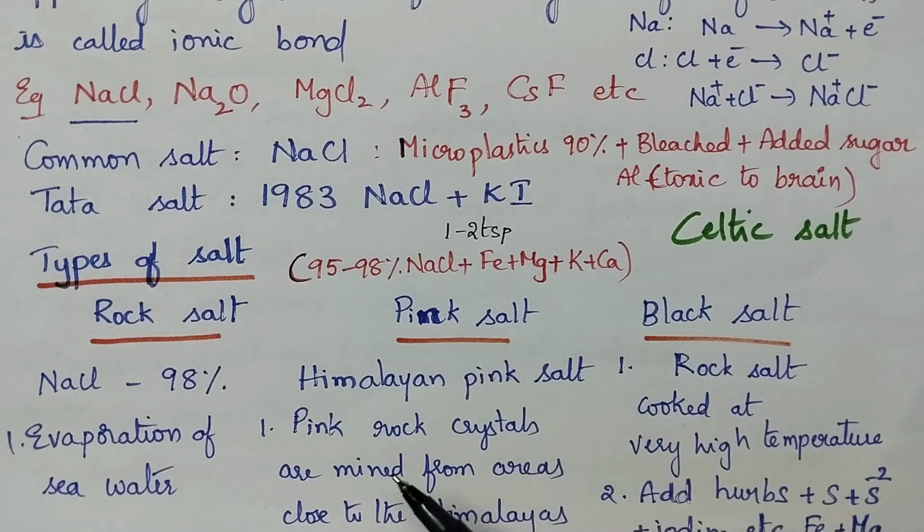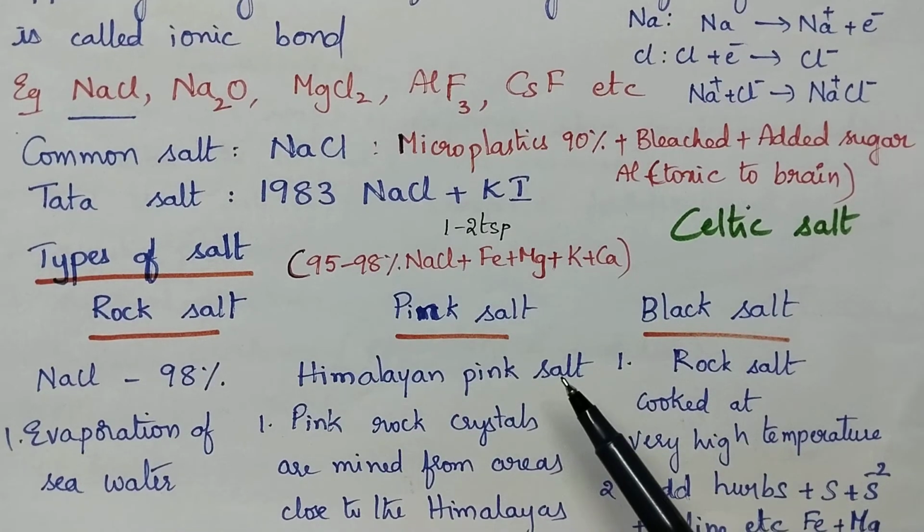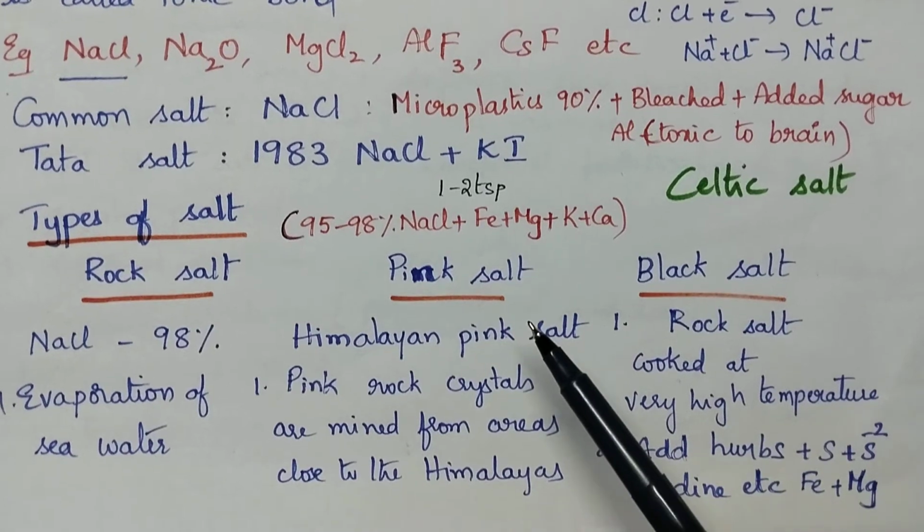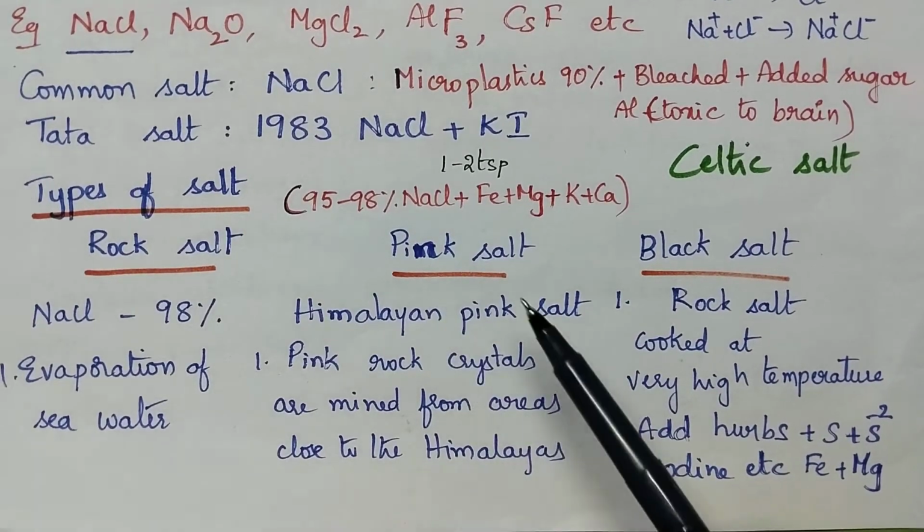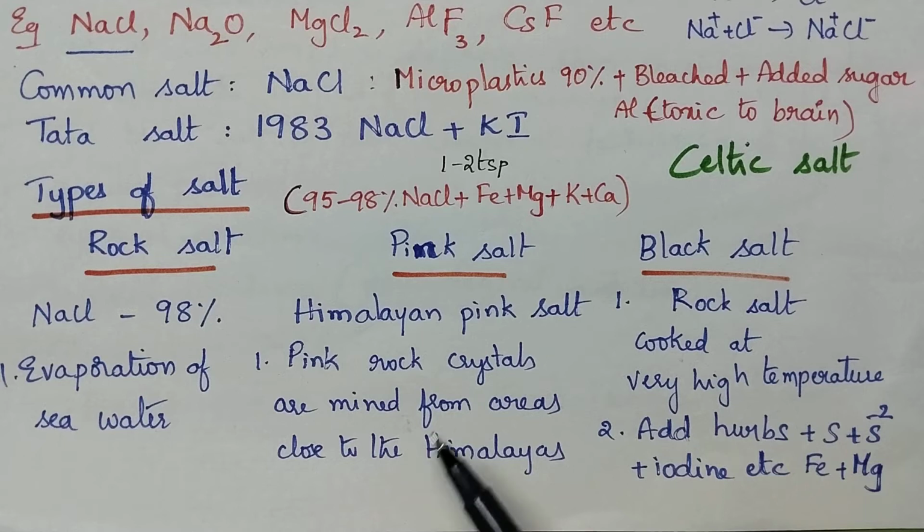Let us discuss about the composition and uses of pink salt and the black salt. So coming to the pink salt, it is obtained from the minerals which are located near the Himalayas, and it is having the brand name Himalayan pink salt.